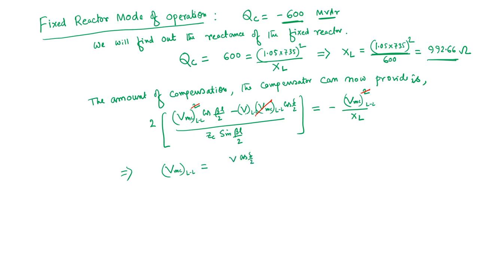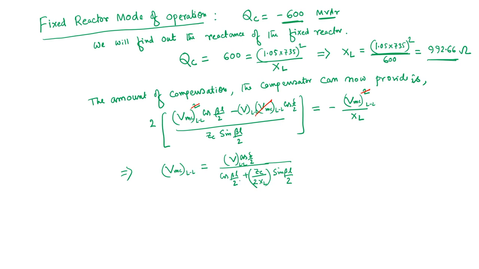So, this is simply I just multiply this ZC sin beta L by 2 here and bring it to the left hand side denominator, numerator. So, then what we can write is that V cos delta by 2 multiplied by, if you multiply this ZC sin beta L there in both sides, then what we will get is cos beta L by 2 plus ZC by 2XL sin beta L by 2. So, this is the expression that we get. So, here V is line to line voltage. Okay. So, this is the expression we get.